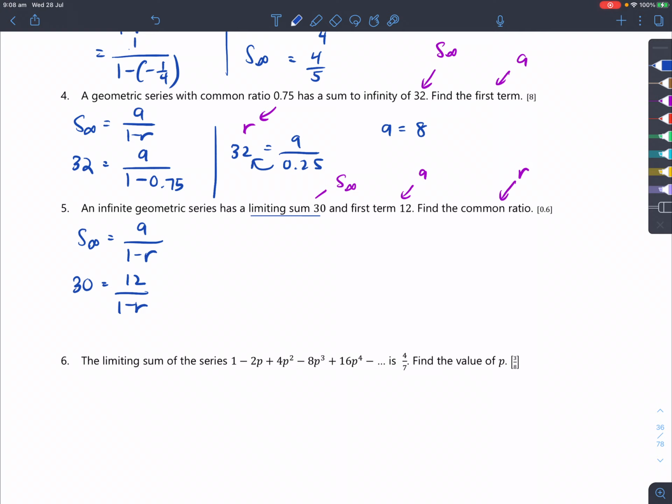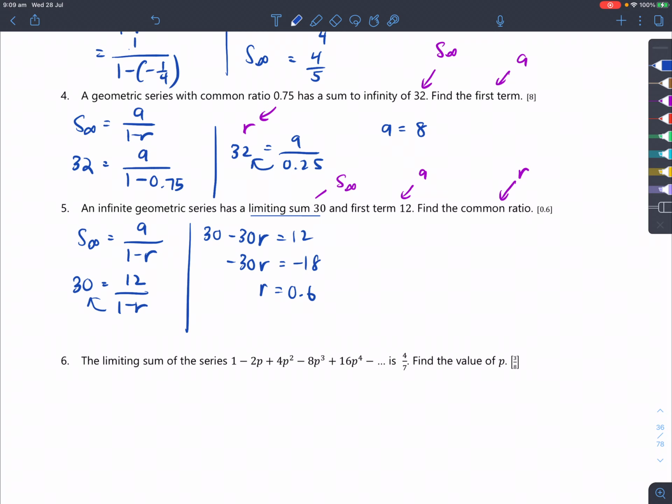So now we've got an equation to solve. Let's multiply 30 times 1 minus r. That will be 30 minus 30r equals 12. Subtracting 30 over gives us negative 30r equals negative 18. And if I do that on the calculator, it should give me 0.6. Okay, so your ratio is 0.6.